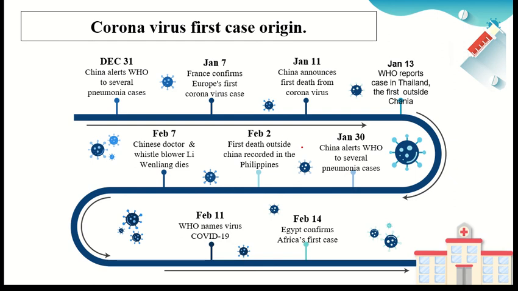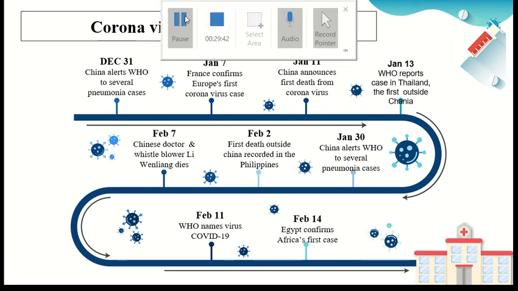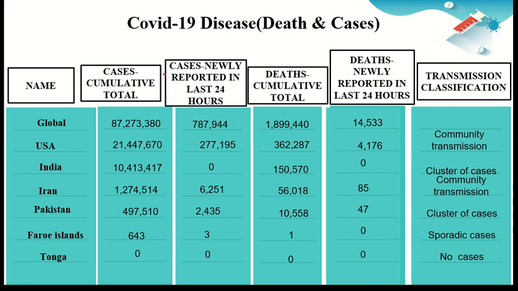You should remember that on February 11, World Health Organization named this virus as COVID-19 and it originated in 2019. The next thing is COVID-19 disease, deaths and cases. In USA, India, Iran, Pakistan, Faroe Islands and Tonga are affected, in which these are the cumulative total cases, and these are cases newly reported in the last 24 hours, and these are cumulative total deaths, in which you can say that USA is highly affected, and these are the deaths newly reported in the last 24 hours.